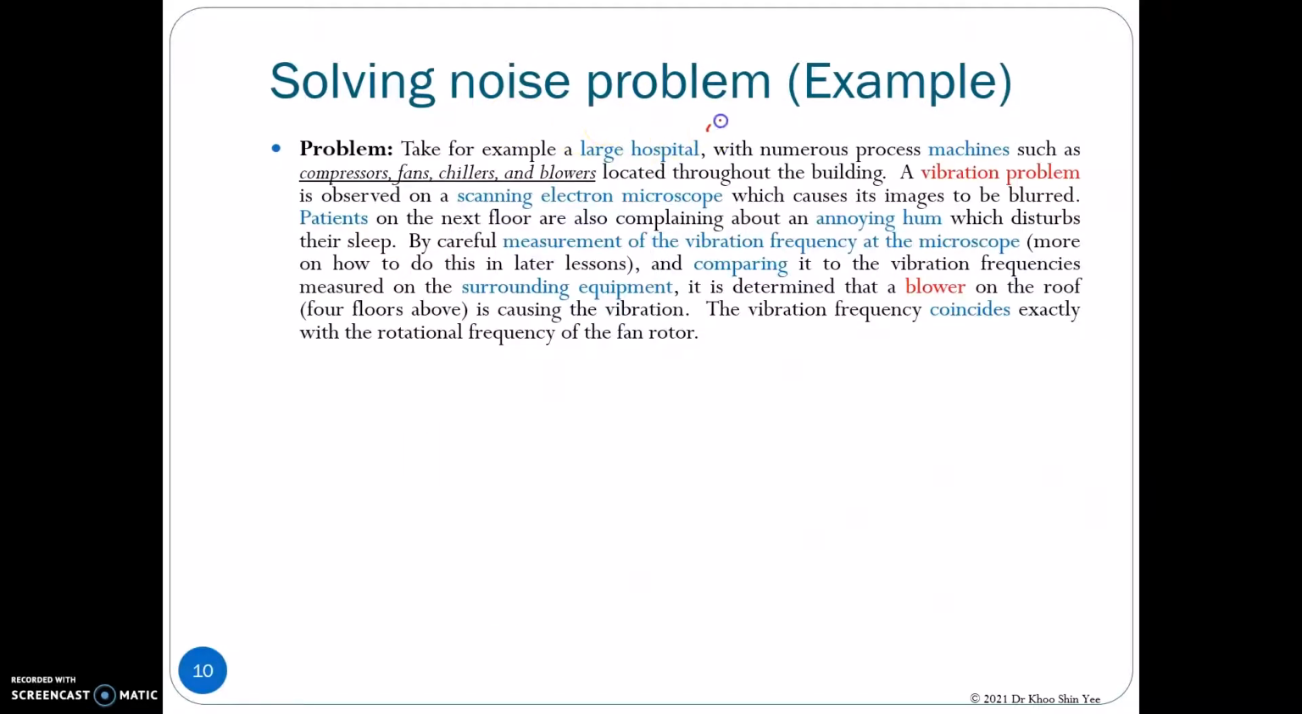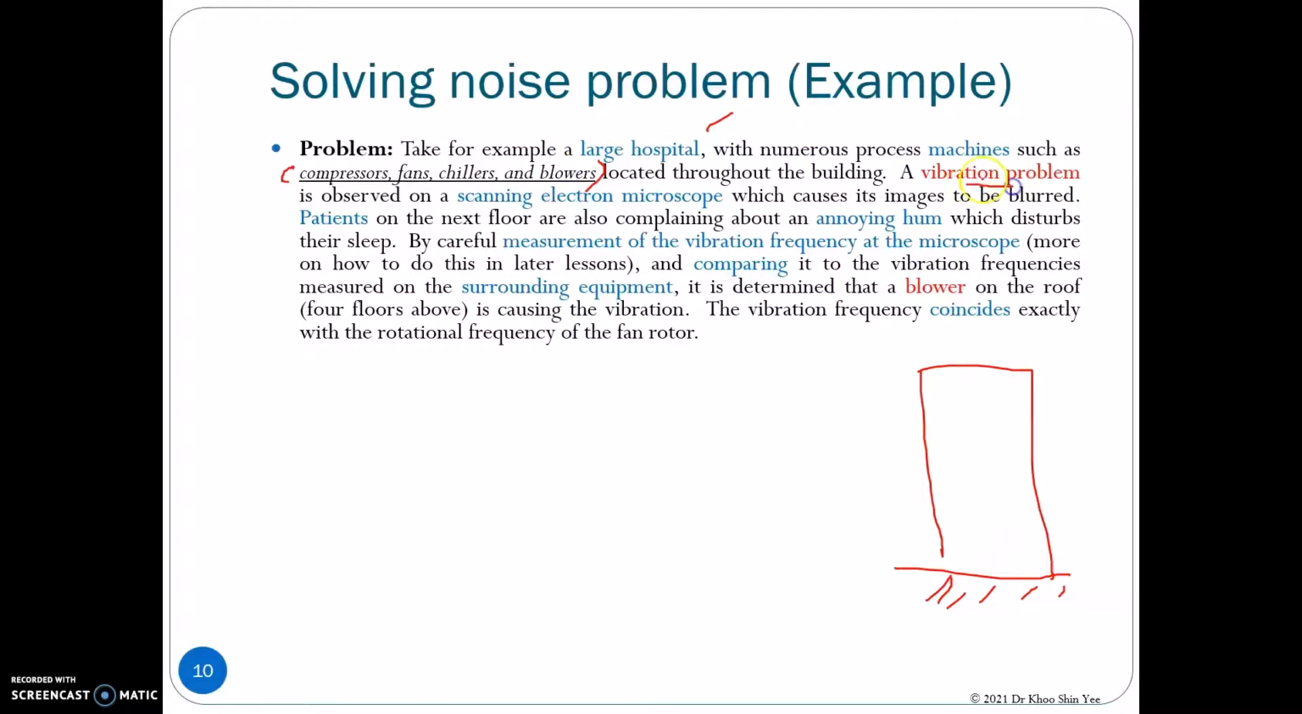Let's try to solve the noise problem here by using the noise control strategy that you learned. In this case, you have a large hospital, and inside the hospital, you have numerous process machines such as the compressor, fans, chillers, and blower, all around the building.